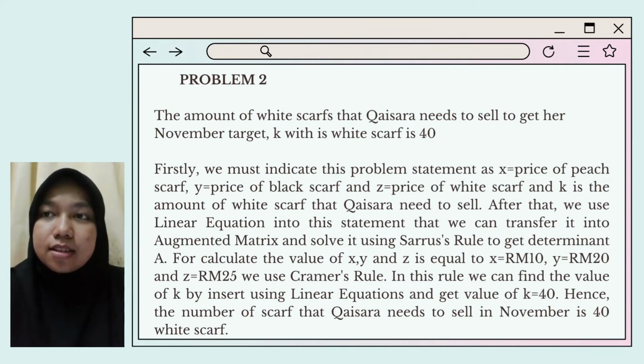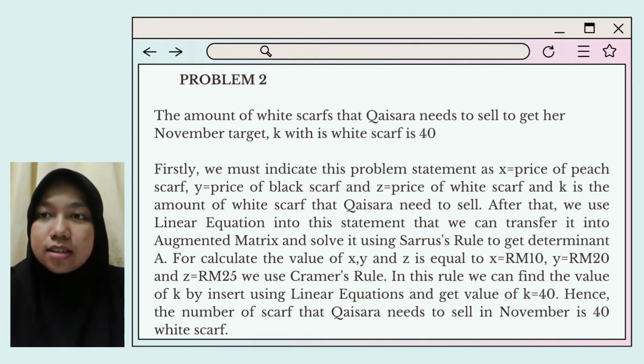Firstly, we must indicate the problem statement as X, price of peach scarf, Y, price of black scarf, and Z, price of white scarf, and K is the amount of white scarf that Kaisara needs to sell. After that, we use linear equation in this statement that we can transfer into an augmented matrix and solve it using Sarrus's rule to get determinant A.